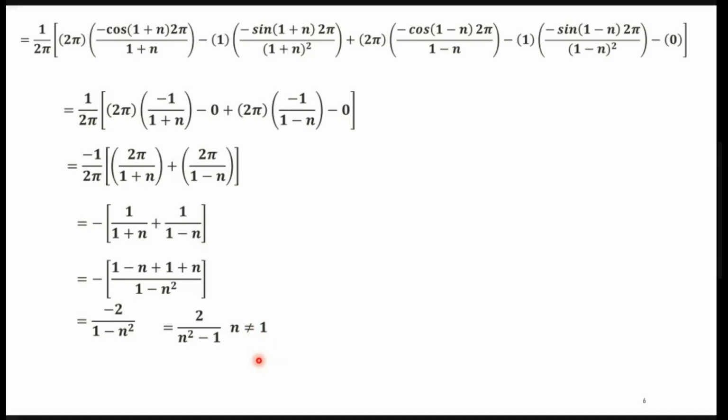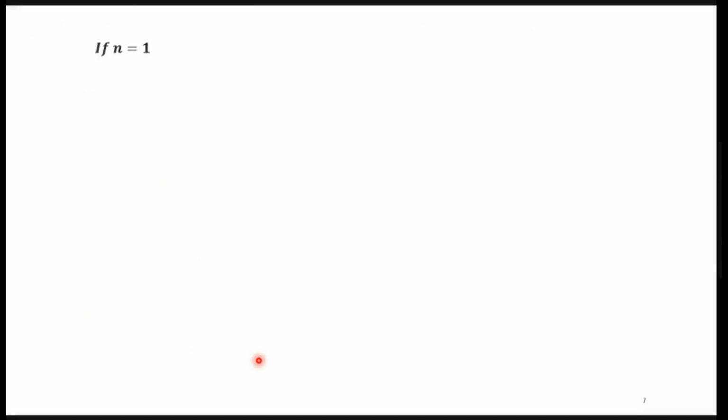नाउ कैलकुलेट a1. an क्या था हमारा? व्हेन आई राइट an, द फॉर्मूला वाज 1 by pi इंटीग्रल 0 to 2 pi fx into cos nx. an है तो यहाँ पे cos nx आता था. हमें n को 1 पुट करना है तो a1 निकालना है. तो a1 is 1 by pi इंटीग्रल 0 to 2 pi x sin x into cos x. ठीक है? तो दिस इज x sin x into cos x.